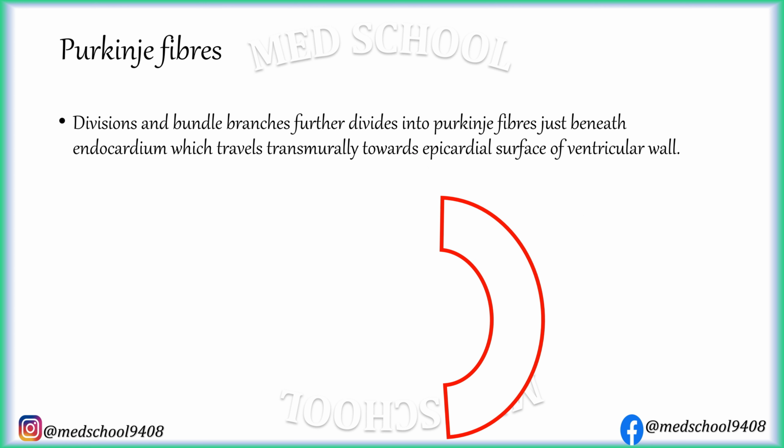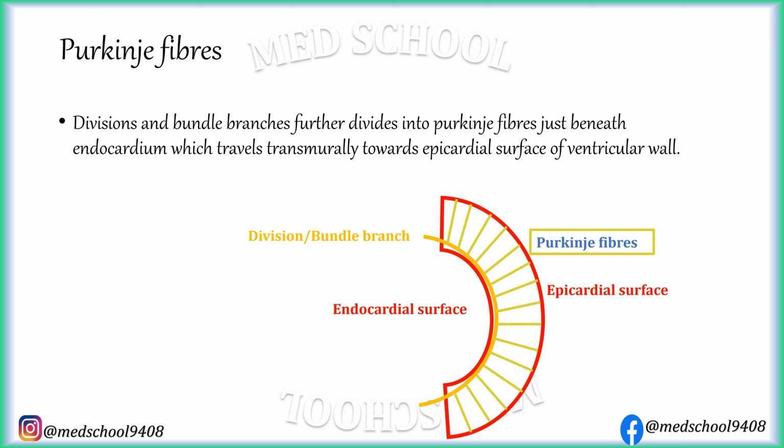In ventricular wall, just beneath the endocardial surface, division and bundle branches further divide into Purkinje fibers, which travel transmurally from endocardial to epicardial surface. With this, we conclude the discussion of conduction system of heart.